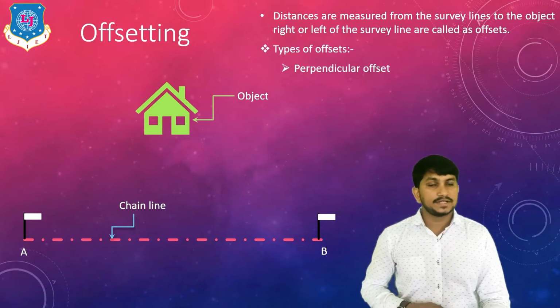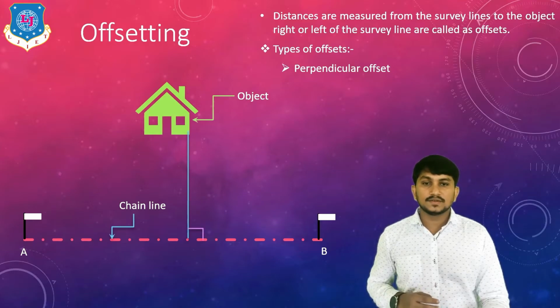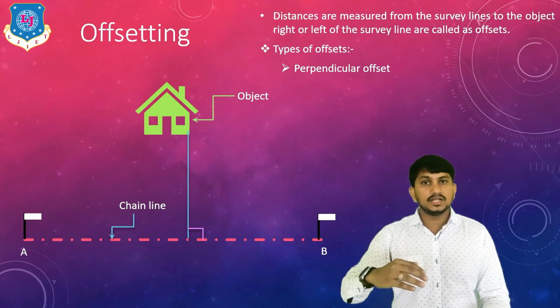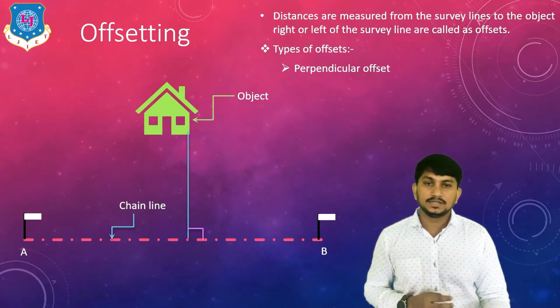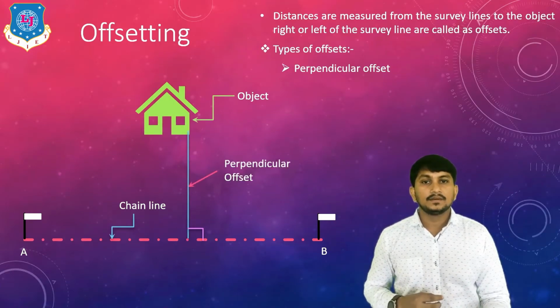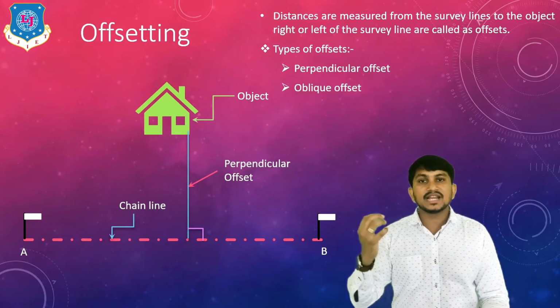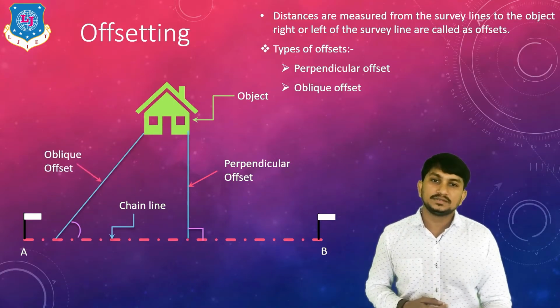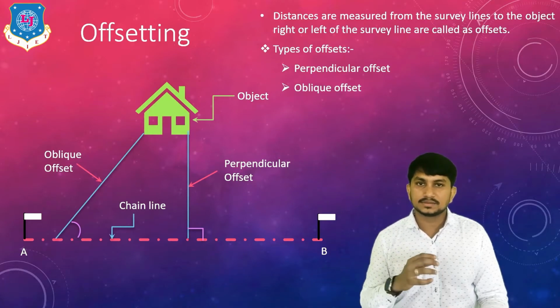There are various types of offset. First is the perpendicular offset. If the distance measured from the object to the chain line is along a perpendicular line, it is called a perpendicular offset. If we find the distance between the object and the chain line along an inclined line, it is called an oblique offset, like this. So there are two types of offset based on angles.